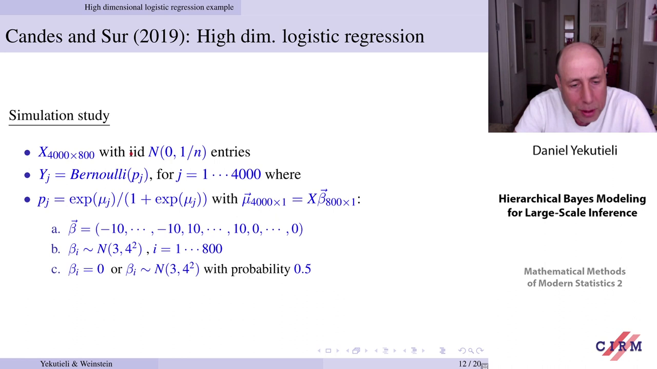In this case, the X matrix has 4,000 rows and 800 columns. We have 4,000 observations, and our observations are Bernoullis. This is like a logistic regression. So each Y_j is a Bernoulli(p_j), where j goes from 1 to 4,000, where the p_j are logits of this linear model.